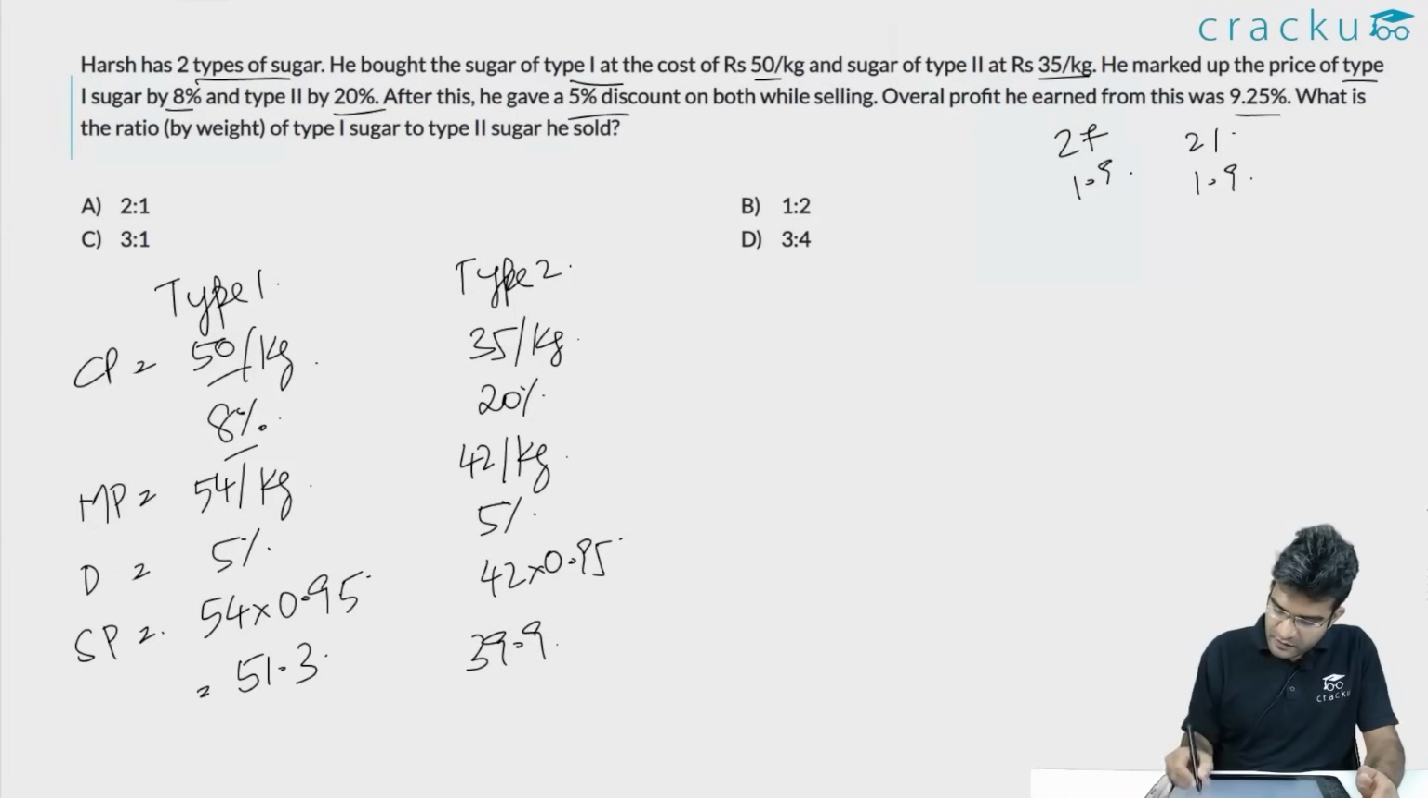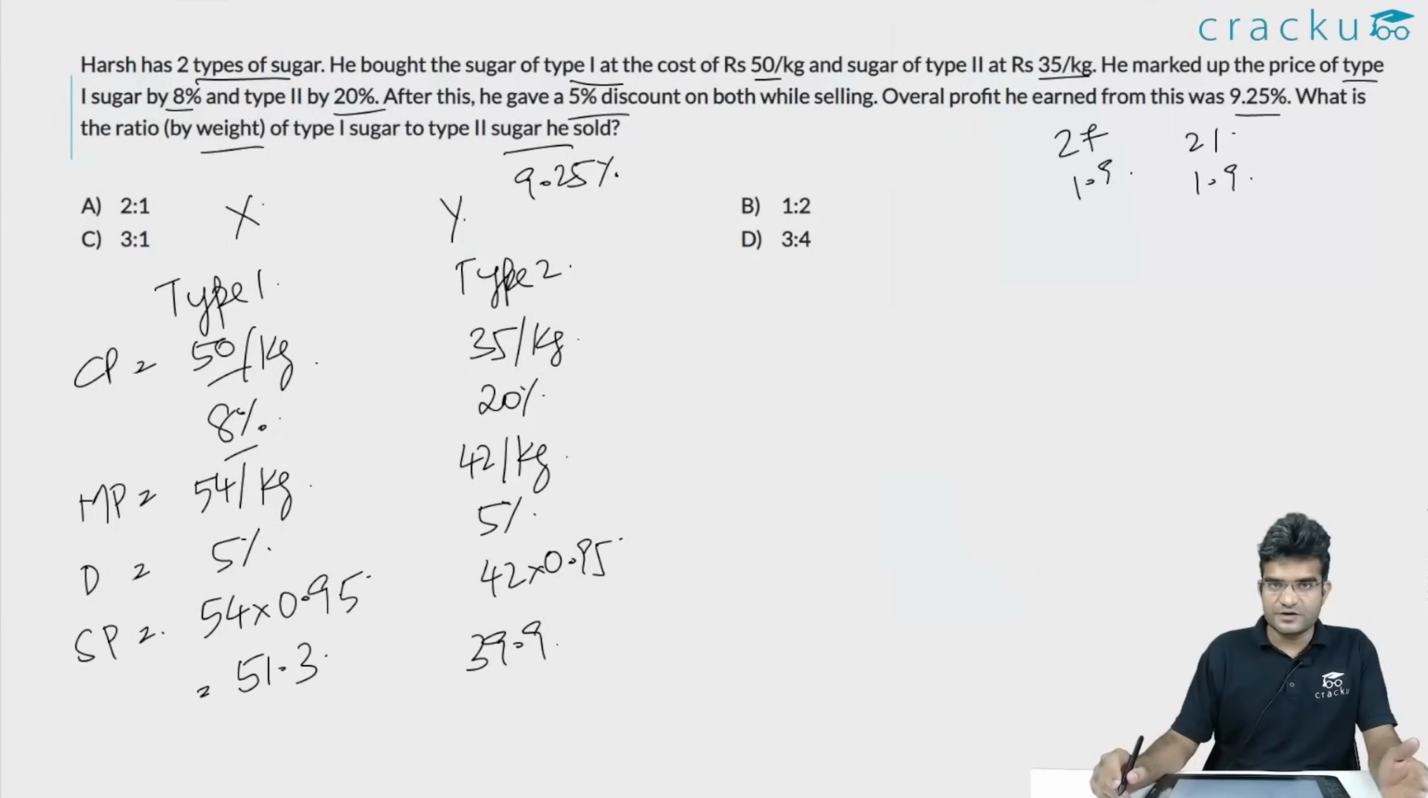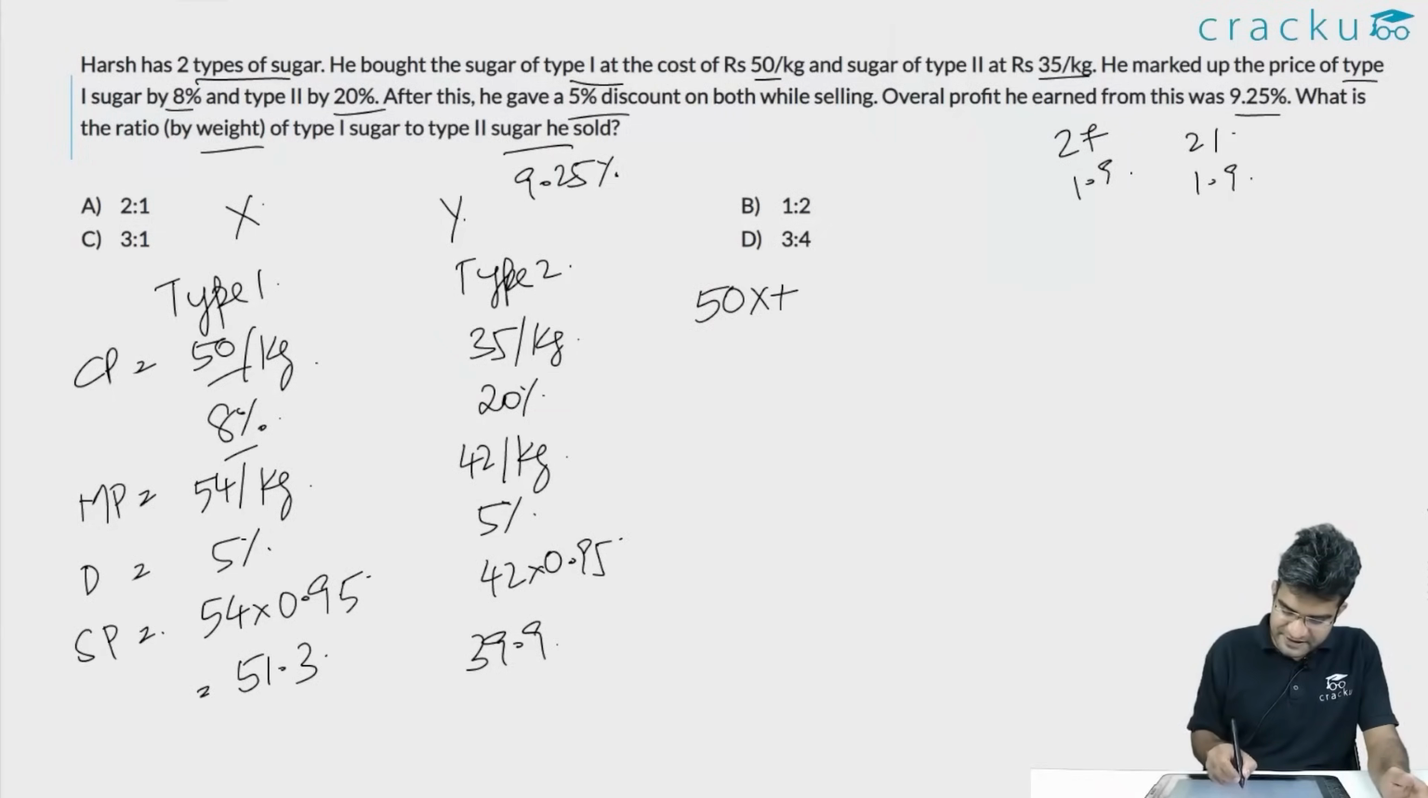Now we are told that the overall profit is 9.25%. What is the ratio by weight of type 1 to type 2 sugar that he sold? Let us assume that he sold x kgs of type 1 and y kgs of type 2. So what is the total cost price? The total cost price will be 50x plus 35y. This is the total cost price.